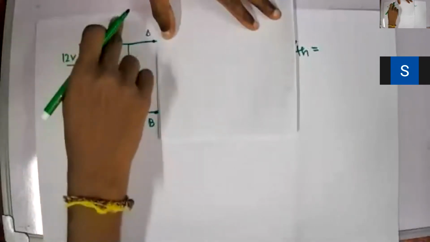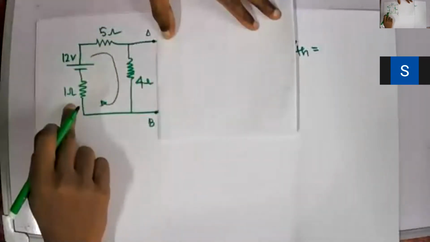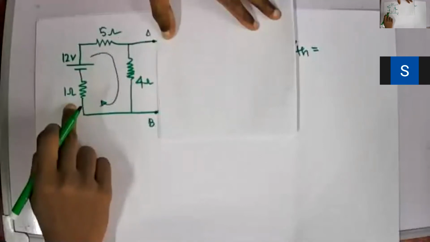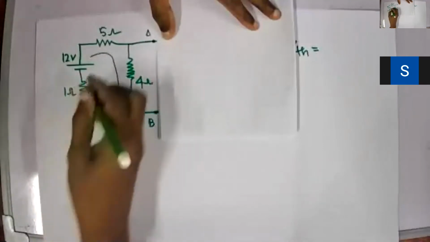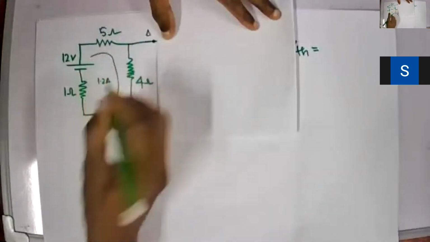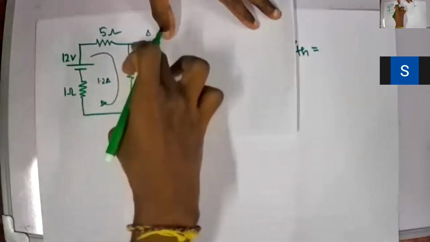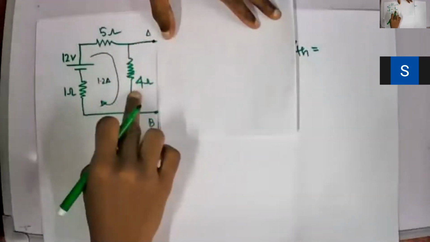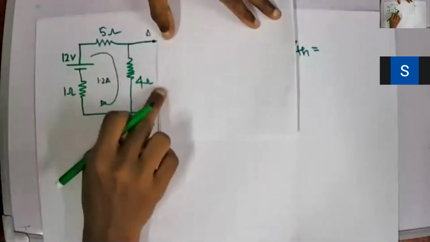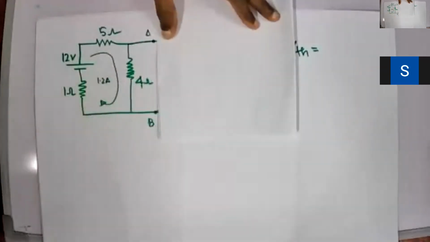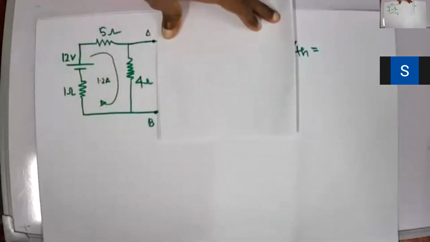12 divided by 5 plus 4 plus 1, 12 divided by 10, which is 1.2 amperes. Am I right? Then what is the voltage across this 4 ohm resistor? 1.2 into 4, which is 4.8 volts across the 4 ohm resistor.